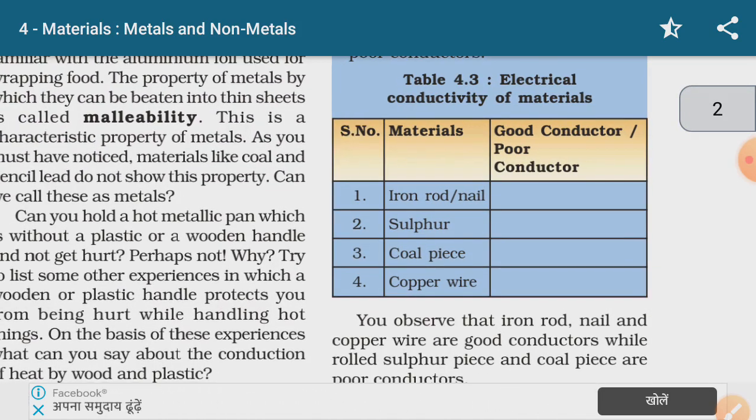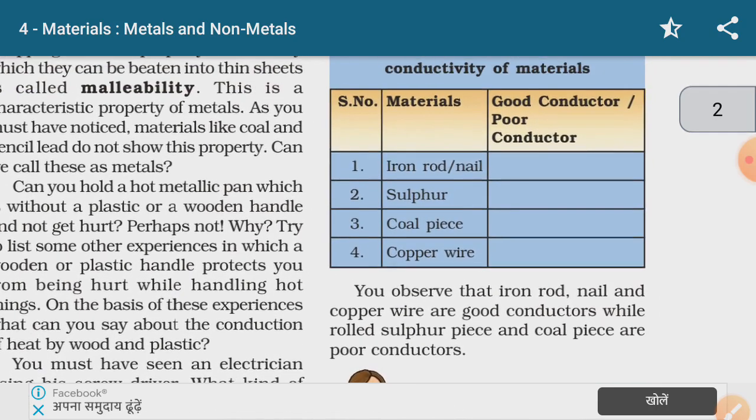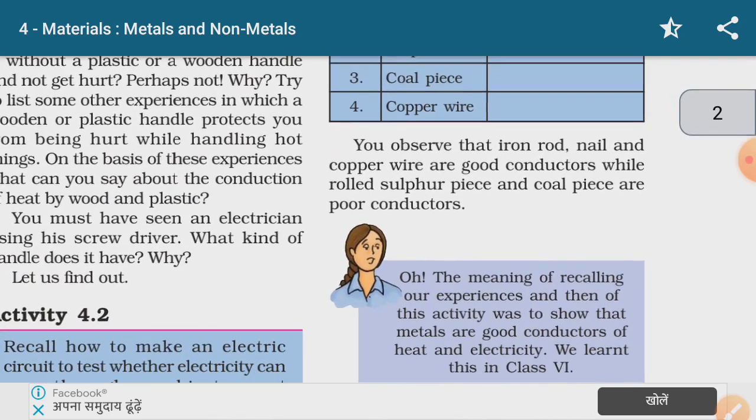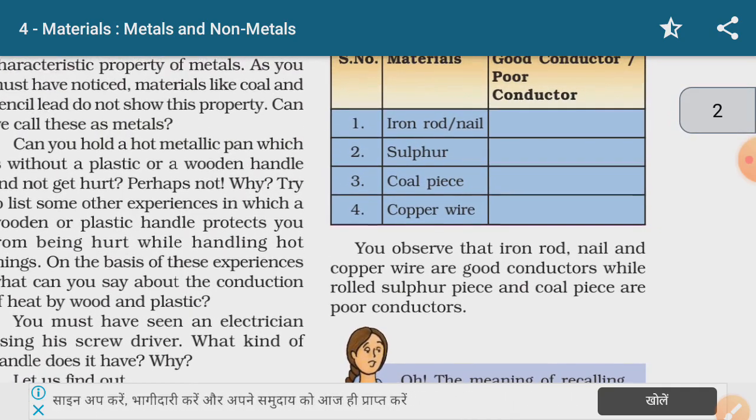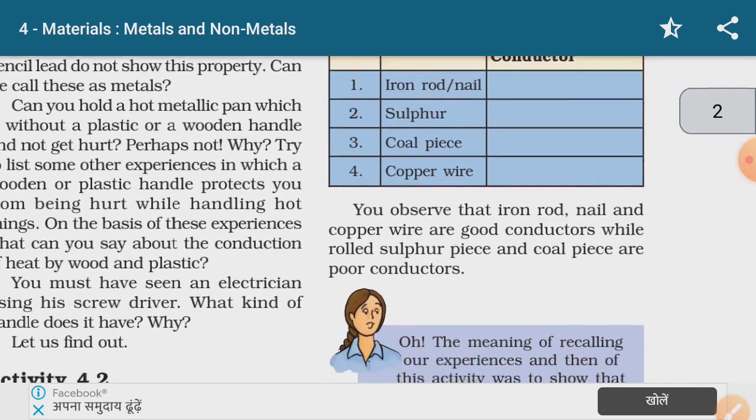So here, if you use these materials in your electric tester, you can find out in table 4.3, and you can fill these tables like iron rod, nail, whether they are good conductors or poor conductors, and you can fill your observation in the given table accordingly. Till now you know iron is a metal, sulfur a non-metal, coal a non-metal, and copper a metal.